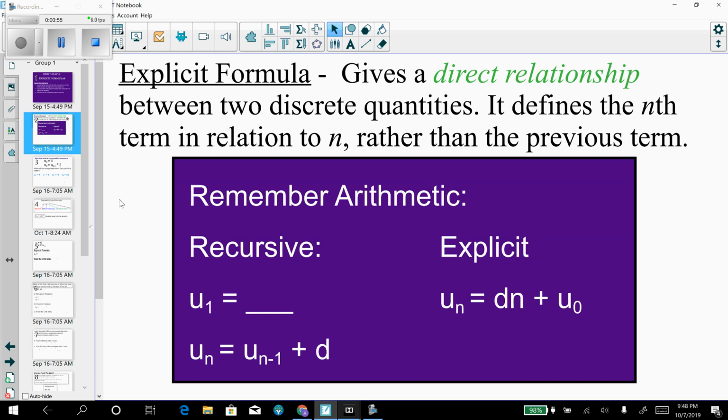So when we had our arithmetic, we had a u sub 1, so we had a starting point, equals our u sub n minus 1, our previous term, plus or minus something. And when we went to an explicit, we had whatever we were adding times the n, so whatever we're going up by, that was the slope, times the n plus our starting term. Okay, so geometric is going to be somewhat similar to this. But first, let's take a look and see if we can figure out what the exact pattern is.